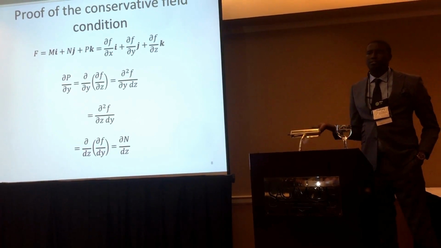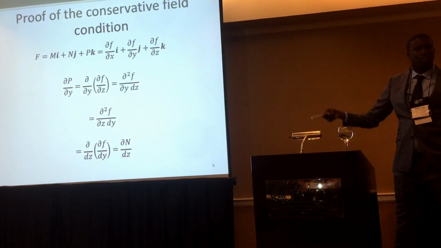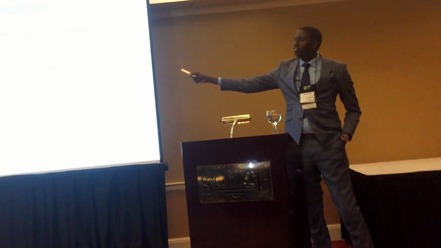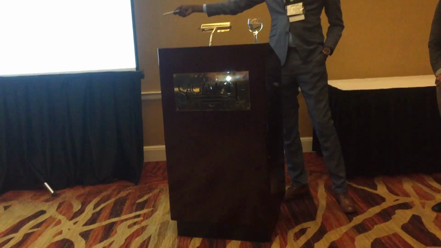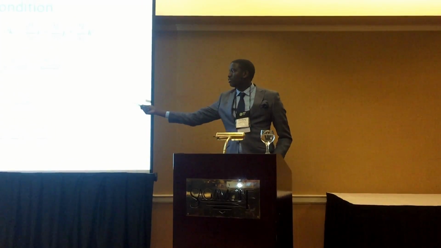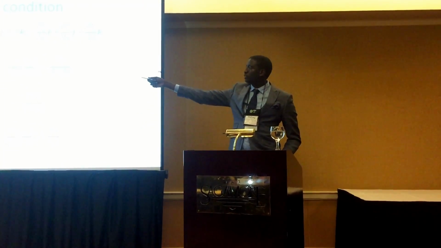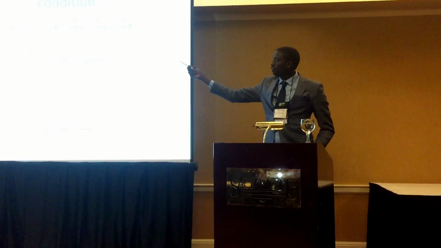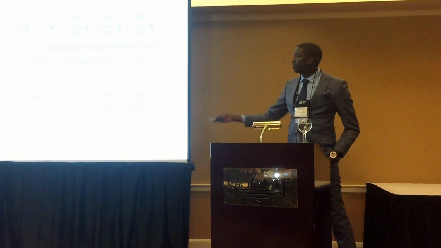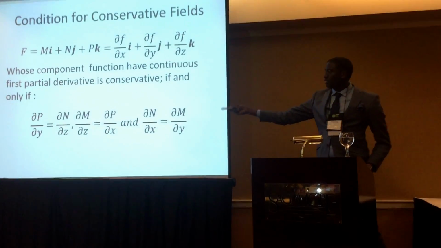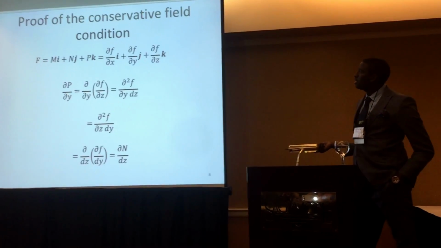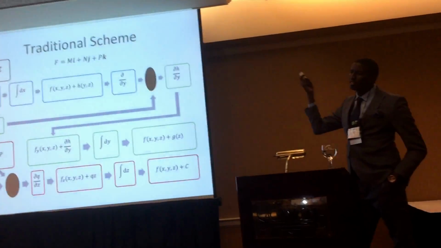But here it doesn't matter what the order is. You can start by taking the derivative in function of y or in function of z. And then if we combine the derivative of f in function of x and y, we are just going to have the N. And then we're just going to go back to this formula. So basically the derivative of P in function of y is just equal to the derivative of N in function of z. And you can do the same thing for dP over dx equal to dM over dz. And then we have the traditional scheme.